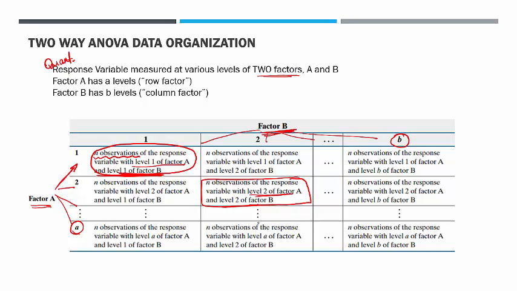Just some language here. When your data is organized this way, we call factor A the row factor and factor B the column factor, right? And so there are A rows and B columns. And often this is referred to as an A by B, I'm putting the word by for the multiplication symbol, A by B factorial design.